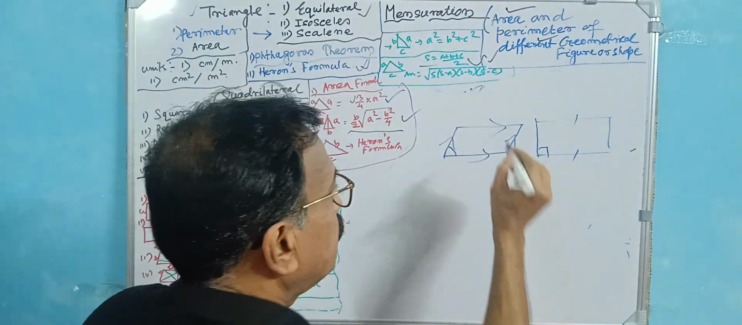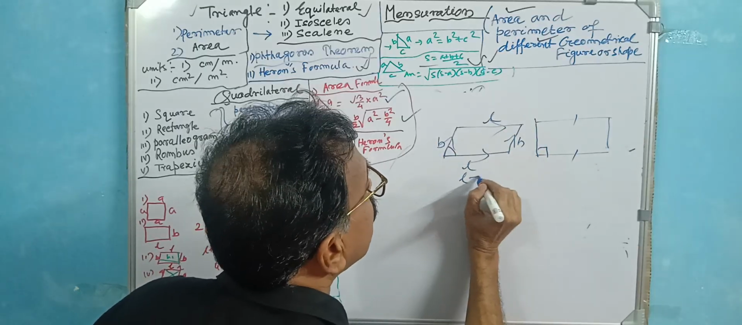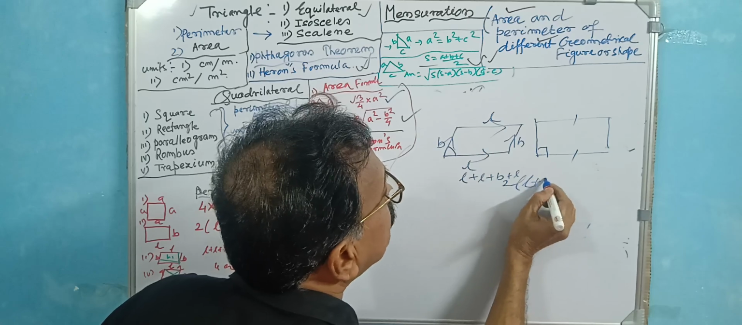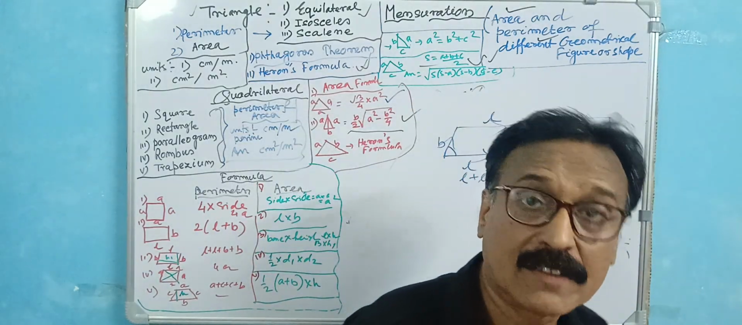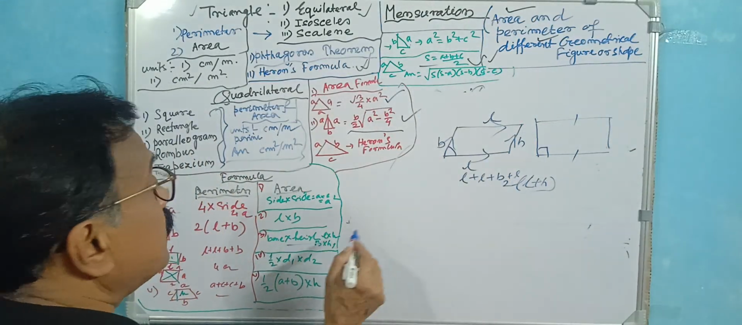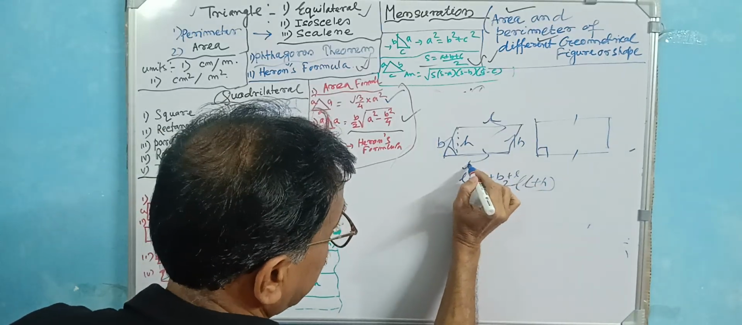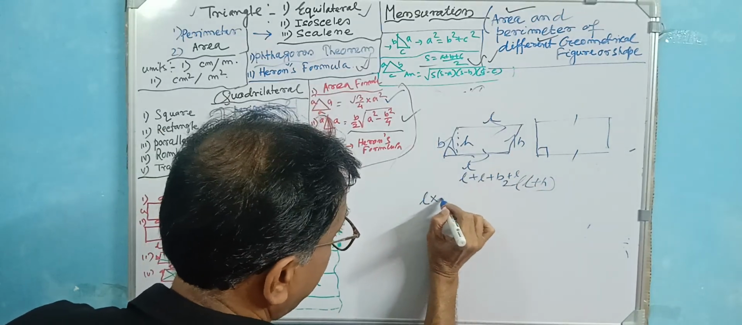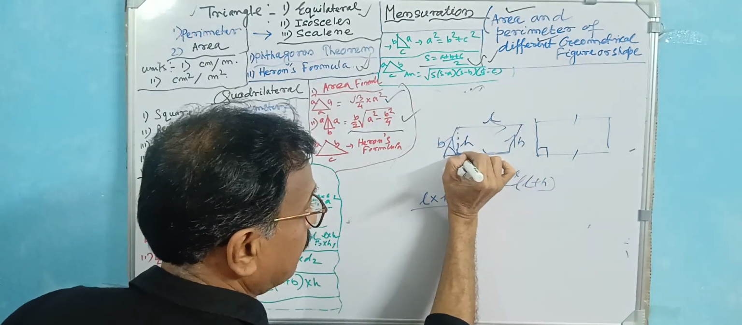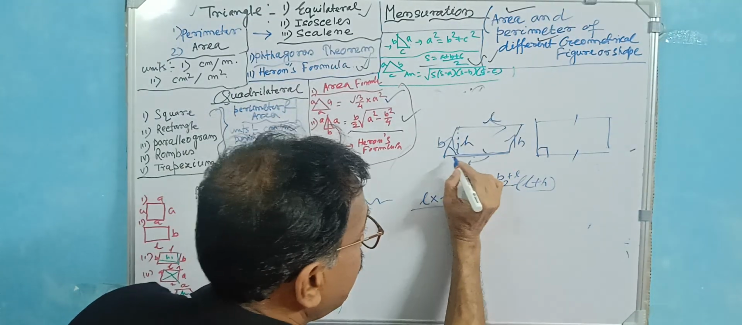If this is L, this is B, L, B, so what is the perimeter? L plus B plus L plus B, so 2 bracket L plus B. That is the perimeter. But the difference is in their area. What is the area? Base into height. Suppose you draw a height. Suppose this is the base, so base into height. This is the base, and this is the height. So the area of the parallelogram is base into height.